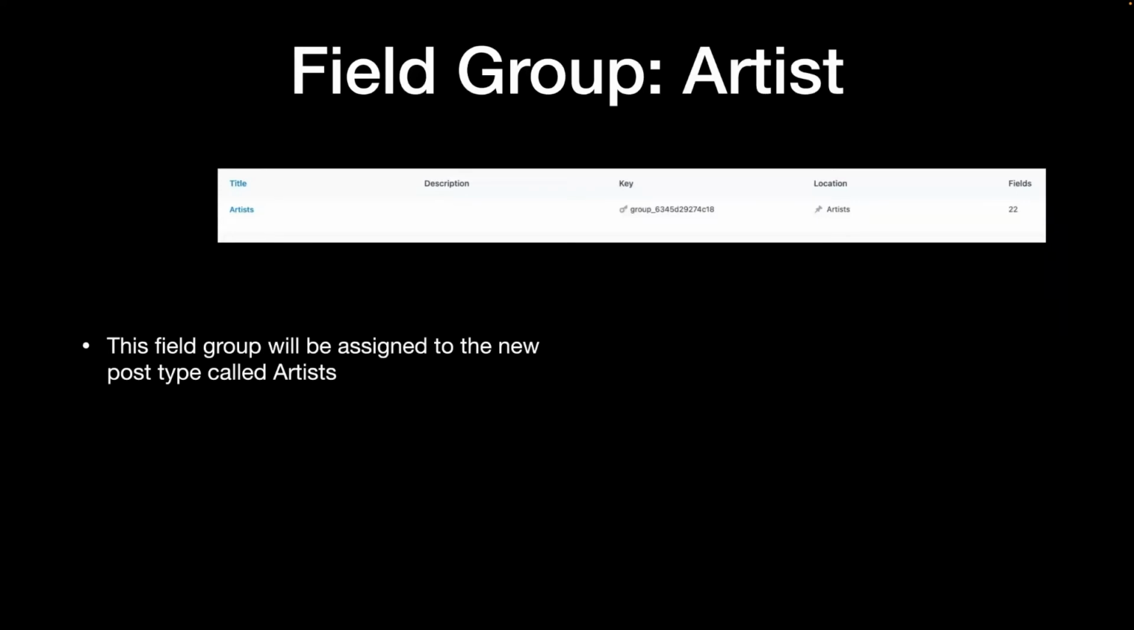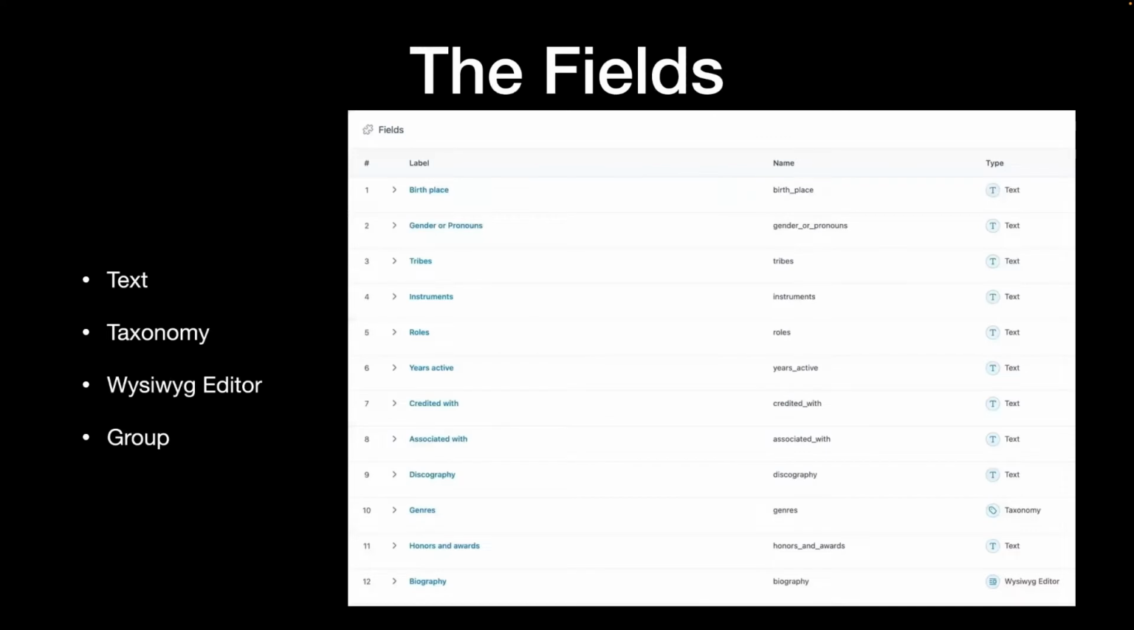So first thing we do is we created something called a field group. I called the field group artists, and I assigned it to the post type called artists, just for consistency, linguistic consistency. So I set that up, and then I go about saying, here are the names of the fields. So if you remember browsing the web page, one of the first fields was birthplace, and then gender or pronouns, and then tribes, and then instruments.